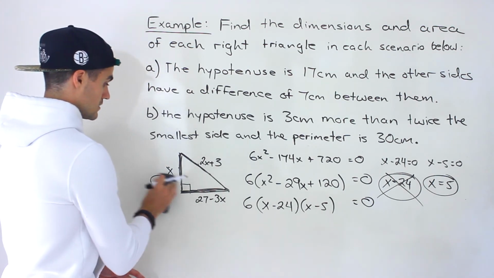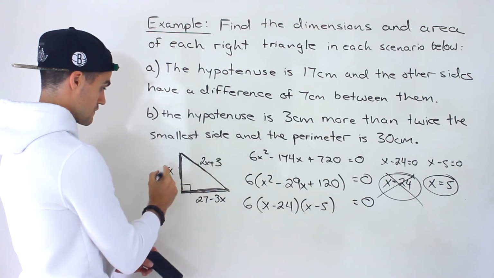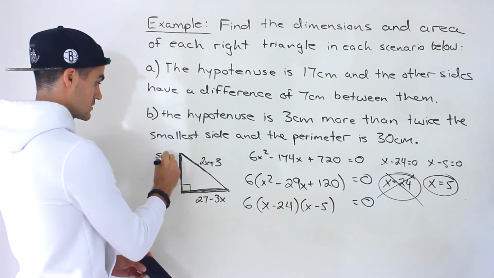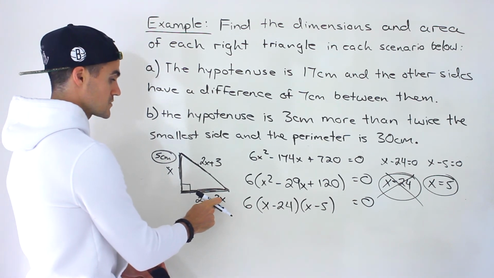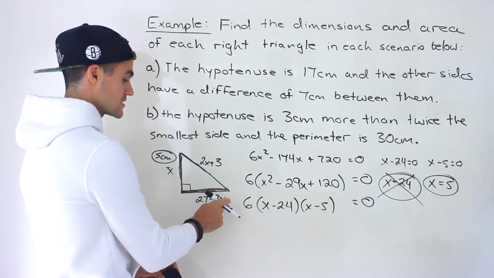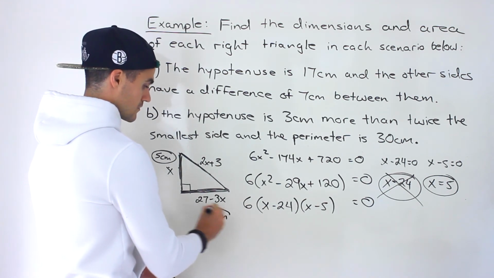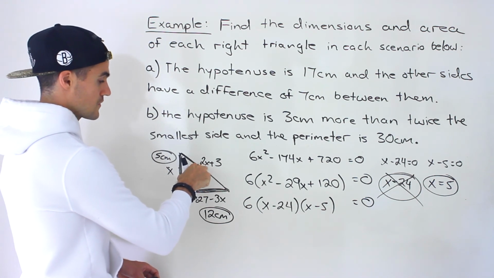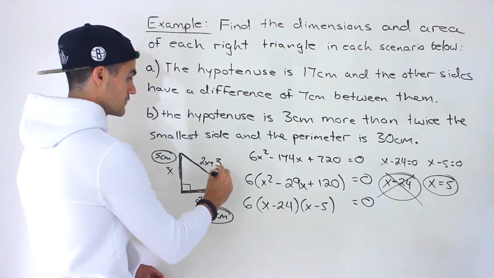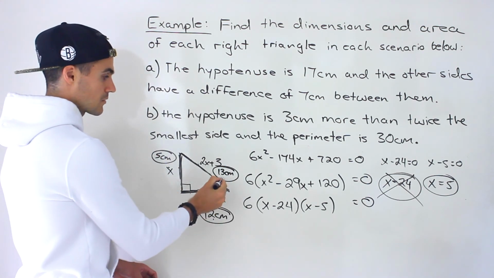And then the other one would work out, because if we take 5, so this would be 5 centimeters, right? Just the x value. Then we'll have 27 minus 3 times 5. 3 times 5 is 15. 27 minus 15 would give us 12 centimeters here. And then if we take 5, plug it in here, 2 times 5 is 10, plus 3 would give us 13 centimeters. And so all of these are positive.